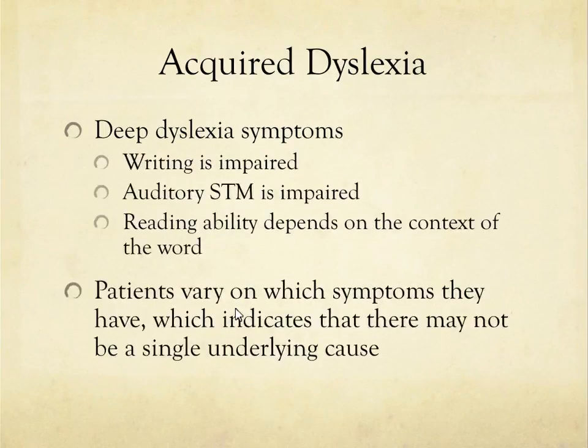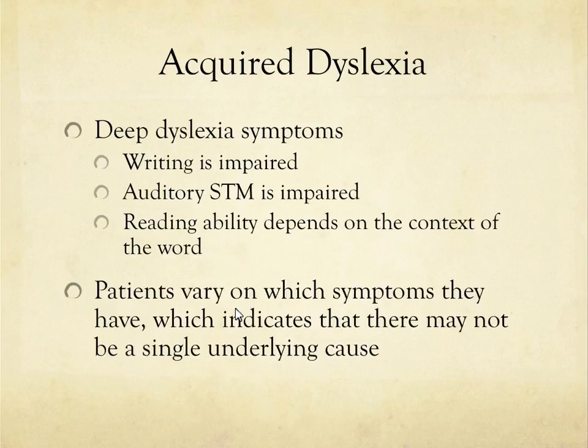So if you were to have deep dyslexia, writing is impaired, auditory short-term memory is impaired, so that's some of the problems you see with sounds, and the reading ability really depends on context, because semantics is what's kind of screwing things up. And the issue we have with studying this and understanding it is that, one, it's rare, but two, they vary on their symptoms.